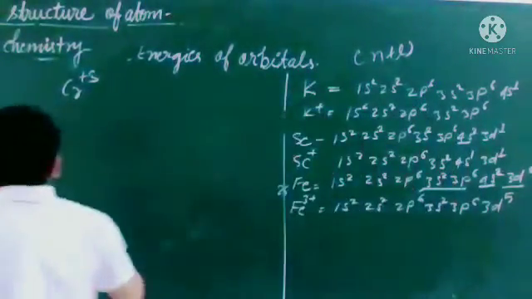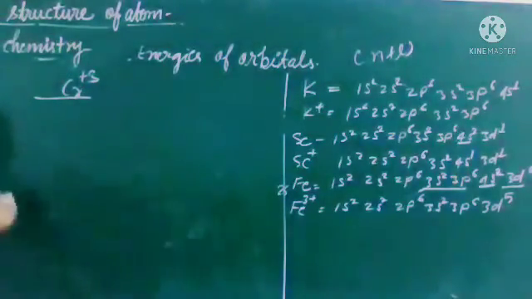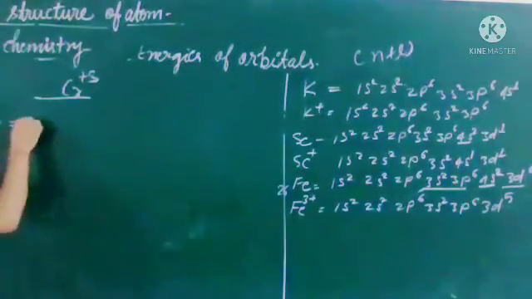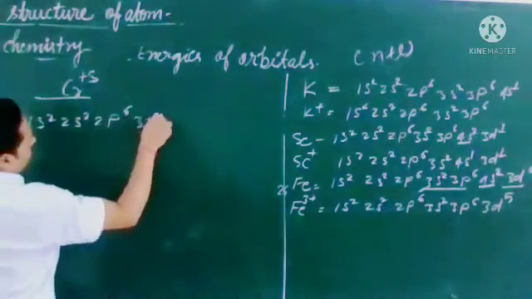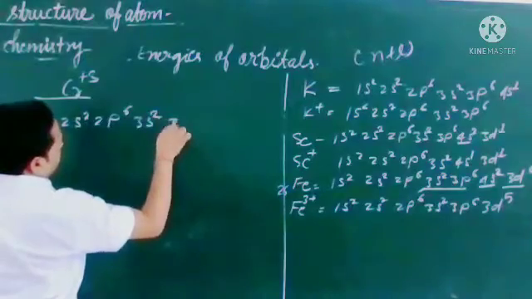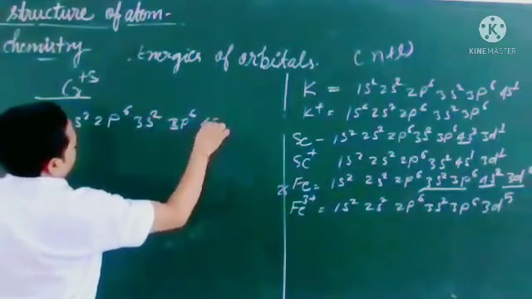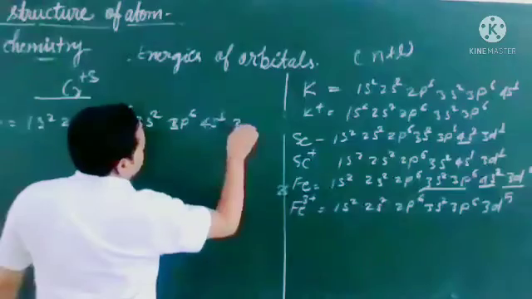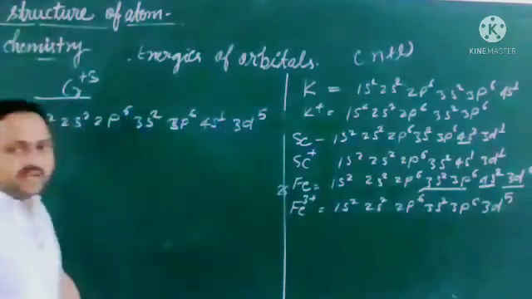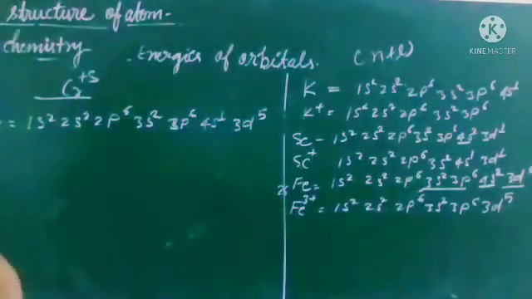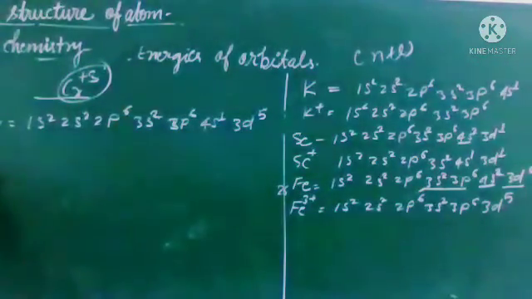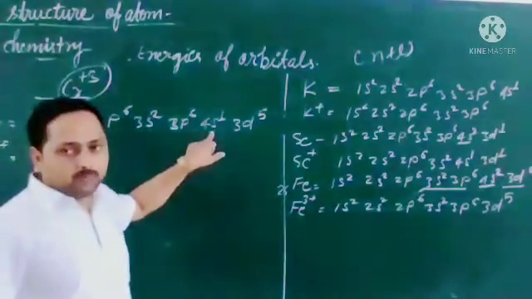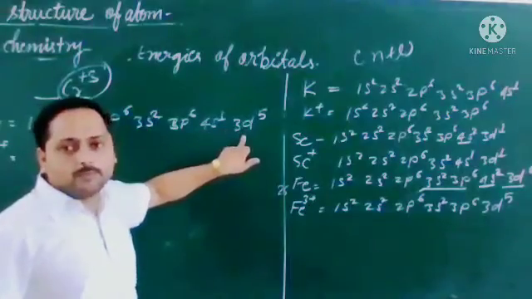First we will write the electronic configuration of chromium: 1s2, 2s2, 2p6, 3s2, 3p6, 4s1, and 3d5. And you have to convert it into chromium plus 3. So you have to remove 3 electrons from the outside: 1 electron from the outermost 4s and 2 electrons from 3d will be removed.